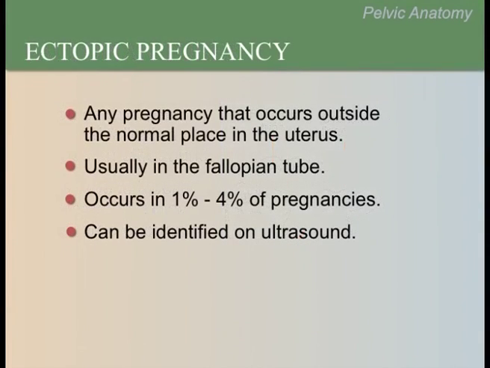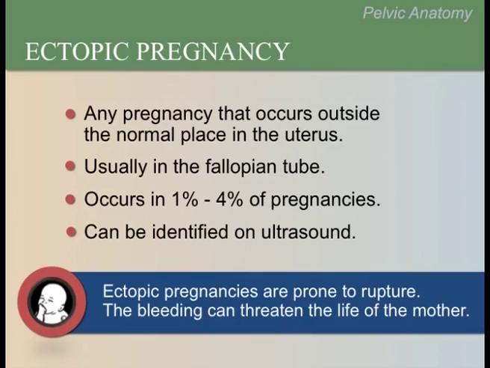An ectopic pregnancy is any pregnancy that occurs outside the normal place in the uterus. An ectopic pregnancy usually occurs in the fallopian tube, but can also occur in the ovary, the abdomen, and the cervix. An ectopic pregnancy occurs in 1 to 4% of pregnancies. Ectopic pregnancy can be identified on ultrasound. Ectopic pregnancies are prone to rupture, and the bleeding can threaten the life of the mother. We will talk more about how to identify an ectopic pregnancy in a later lesson.